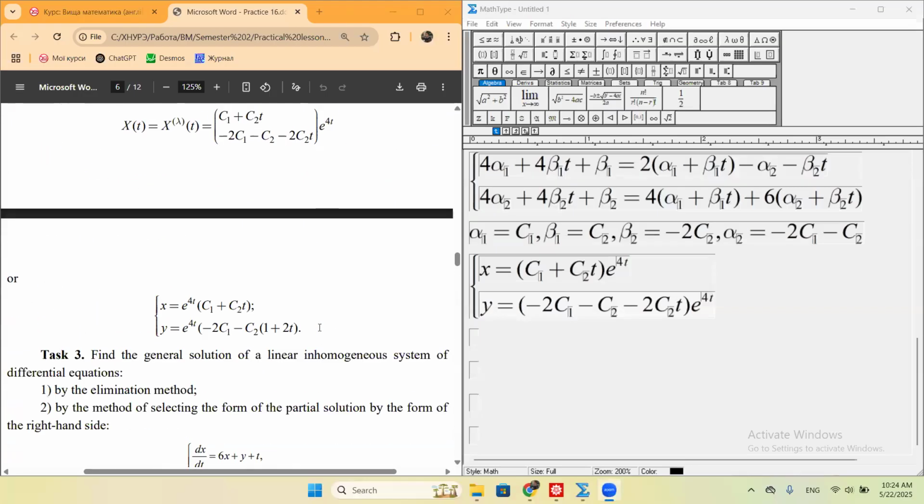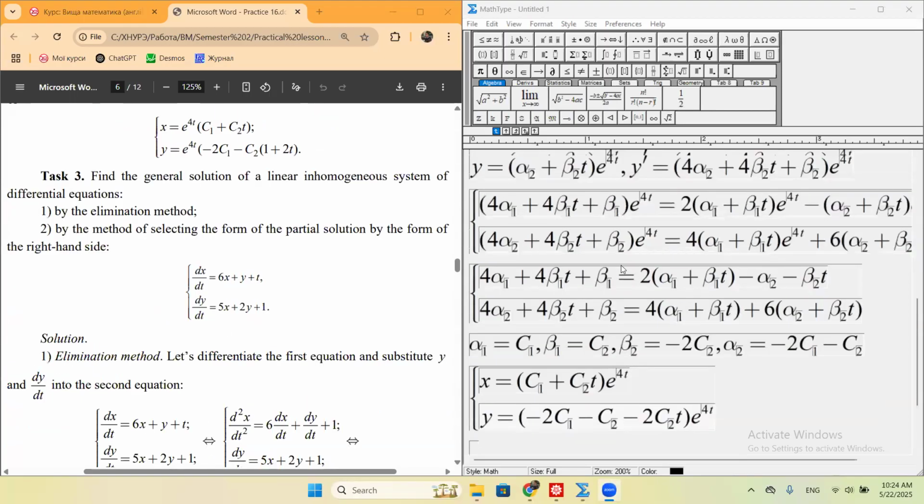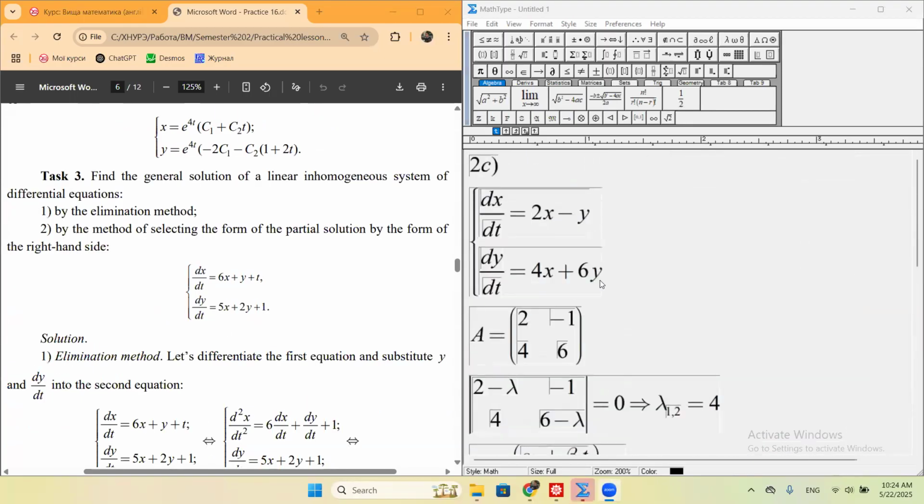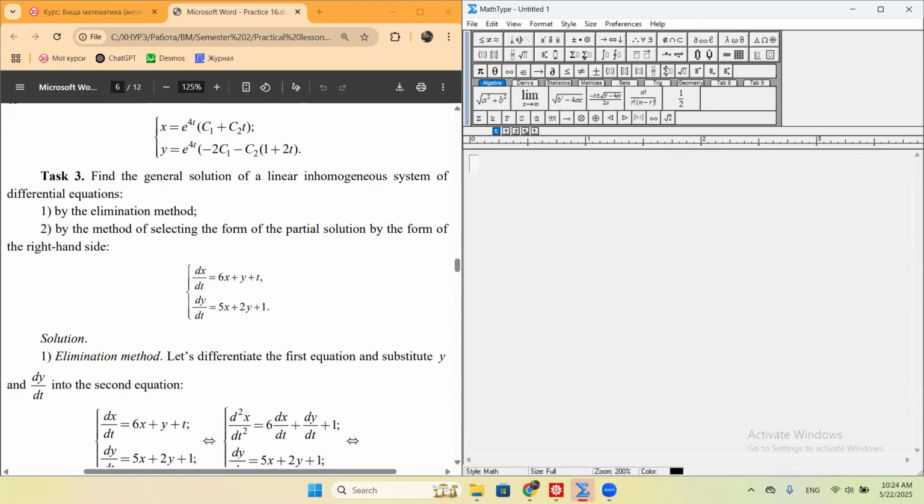Let's continue. Now we have the next exercise. Before, we solved only homogeneous systems of equations, and now it will be an inhomogeneous system. Why? Because we have the inclusion of t, so extra terms, not only the functions that we need to find. So here plus t and here plus 1.